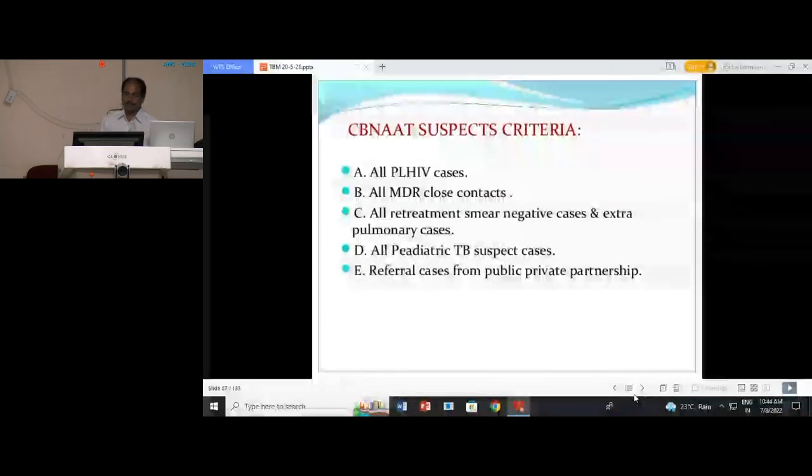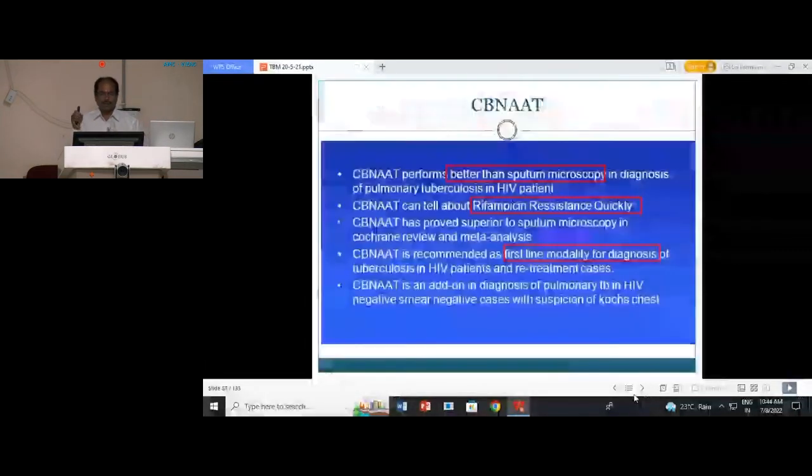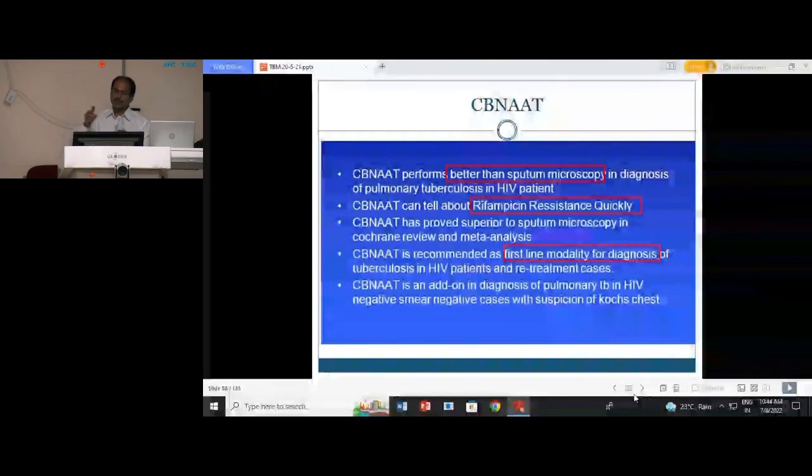The CBNAAT is better than sputum microscopy. What is the advantage of CBNAAT? It is better than sputum microscopy. CBNAAT tells about rifampicin resistance quickly. CBNAAT is also recommended as the first line modality for diagnosis of tuberculous meningitis in HIV patients. So CBNAAT is very important.